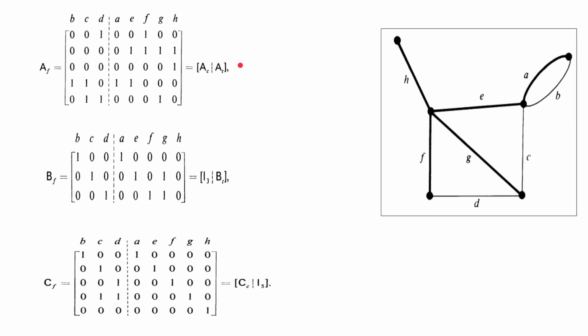Here, AF represents the reduced incidence matrix having two submatrices AC and AT. AC is the submatrix of chords, and AT is the submatrix of branches. BF, the fundamental circuit matrix, has two submatrices I3 and BT. I3 is the identity matrix of order 3, and BT is the submatrix of branches. And at last, CF, the fundamental cut-set matrix, has two submatrices CC and I5. CC is the submatrix of chords, and I5 is the identity matrix of order 5.